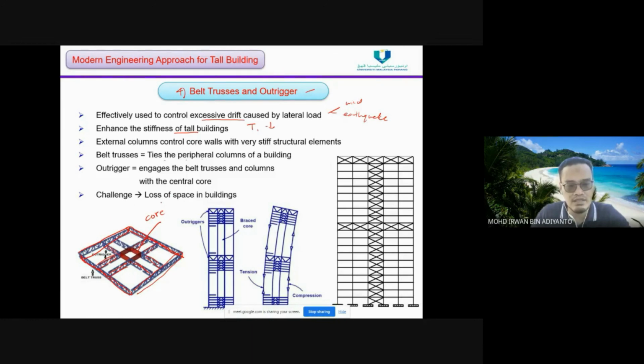The challenge is we will lose space in the buildings if we implement this method of construction. But however, it is proven to be very effective in reducing the response due to the lateral load.